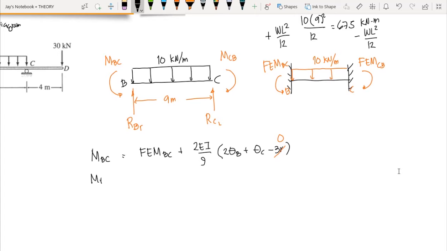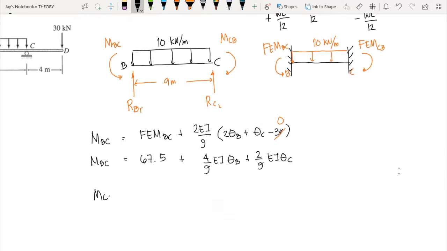So we have MBC is equal to positive, again, because we assume that the moment there rotates counterclockwise, 67.5 plus, when you multiply, 4 over 9 EI theta B plus 2 over 9 EI theta C. To further simplify this equation, we have 67.5 plus 4 over 9, so again, we express that into one variable, theta prime B, plus 2 over 9 theta prime C. So this is our equation number 3.